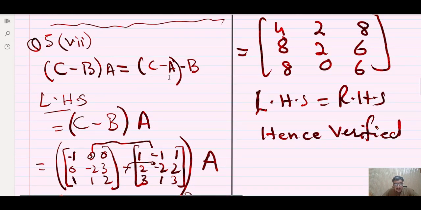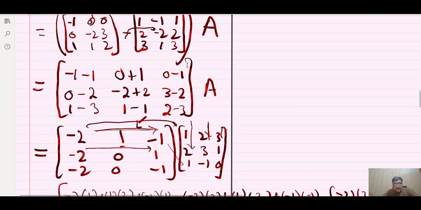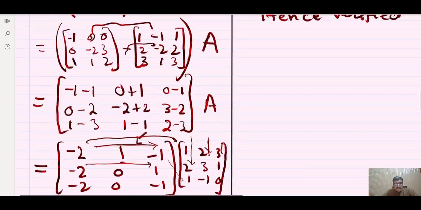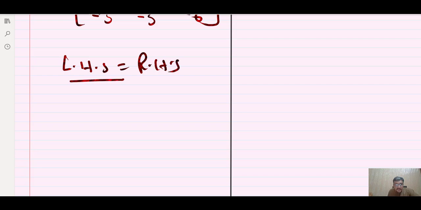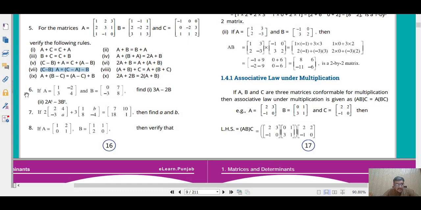So now you have to solve C minus A, and the result is going to be subtracted from the B matrix. I hope that will be done by you, and if it is the same, then you can say that the left hand side is equal to the right hand side. So now we are moving towards the next question, that is 6.1. In this, A and B matrices are given, you have to find 3A minus 2B.